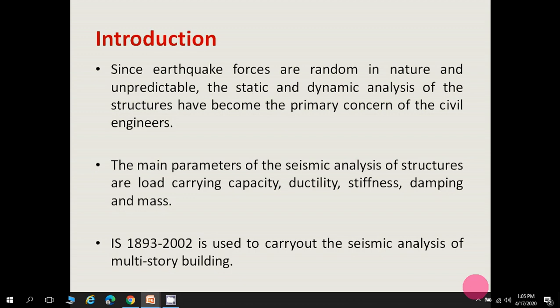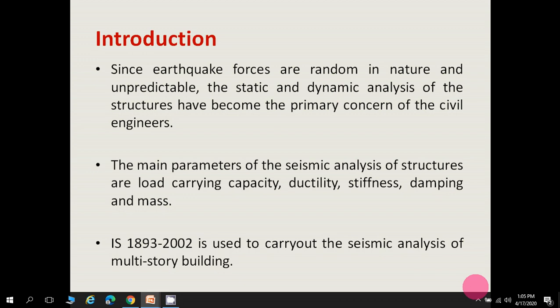And the main parameters of seismic analysis of structures are the load carrying capacity of the different elements or members, the ductility of the structures, the different stiffnesses of the load carrying members, damping and mass. So these are the main parameters which have to be considered while designing a structure: the load carrying capacity of the different elements, their ductility, their stiffness, damping and mass.